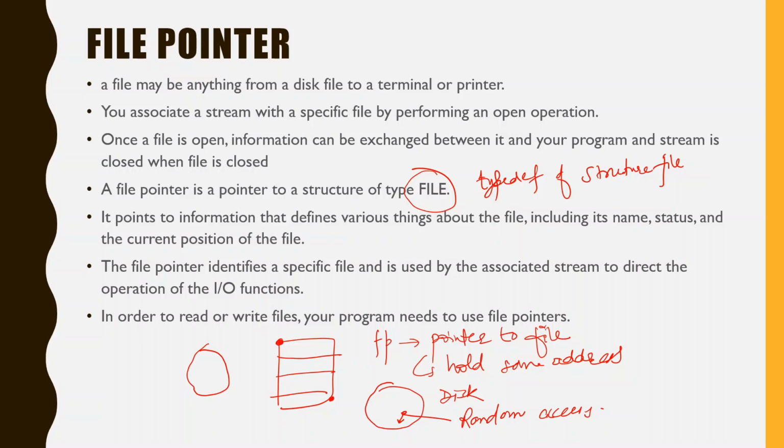Apart from pointing towards the current address of the file, this file pointer also has information like name, status, and what is the current position in the file. So all the file streams are associated with this kind of file pointers. And if we want to close the stream, we have to close this file pointer. We will see how to create a file pointer and how to do various operations with the help of file pointers in the upcoming slides.